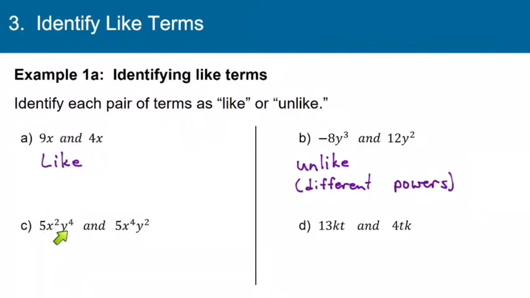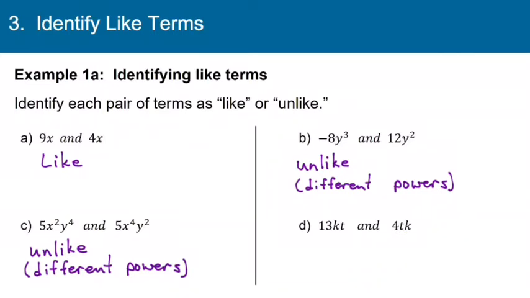5x squared y to the fourth and 5x to the fourth y squared would be unlike because, again, they have the same variables, but they don't have the same powers of the same variables. Here we have x squared and here we have x to the fourth. And then 13kt and 4tk.